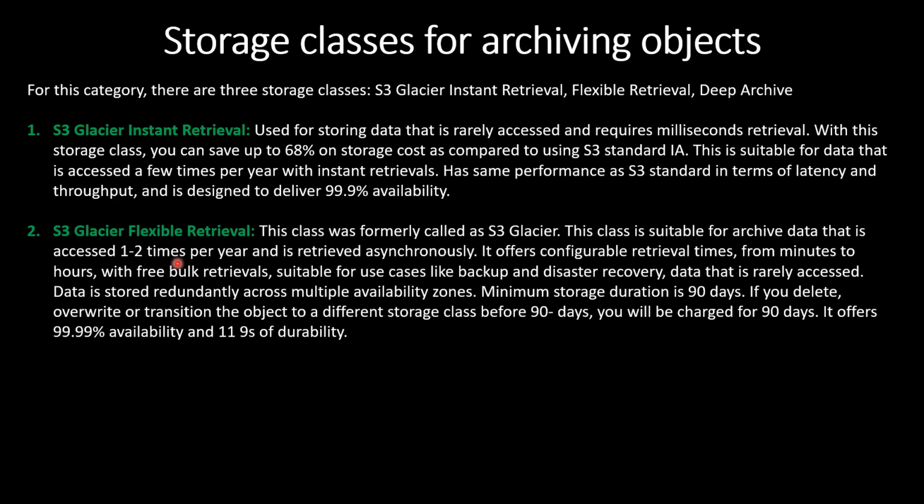Then we have S3 Glacier Flexible Retrieval. This class was formerly known as S3 Glacier. This class is suitable for archiving data that is accessed one or two times per year and is retrieved asynchronously. It offers configurable retrieval times from minutes to hours with free bulk retrievals. It is suitable for use cases like backup and disaster recovery, and data that is rarely accessed. Data is stored redundantly across multiple availability zones.